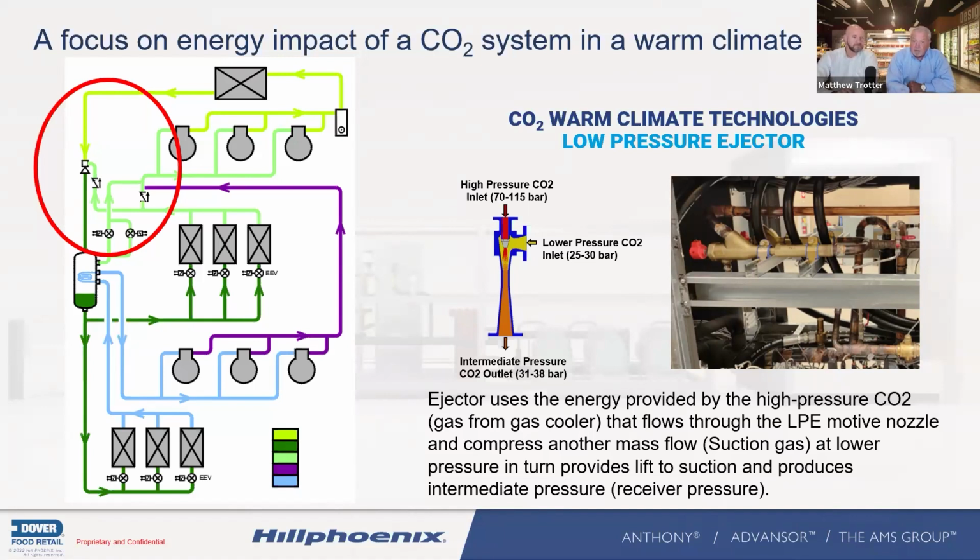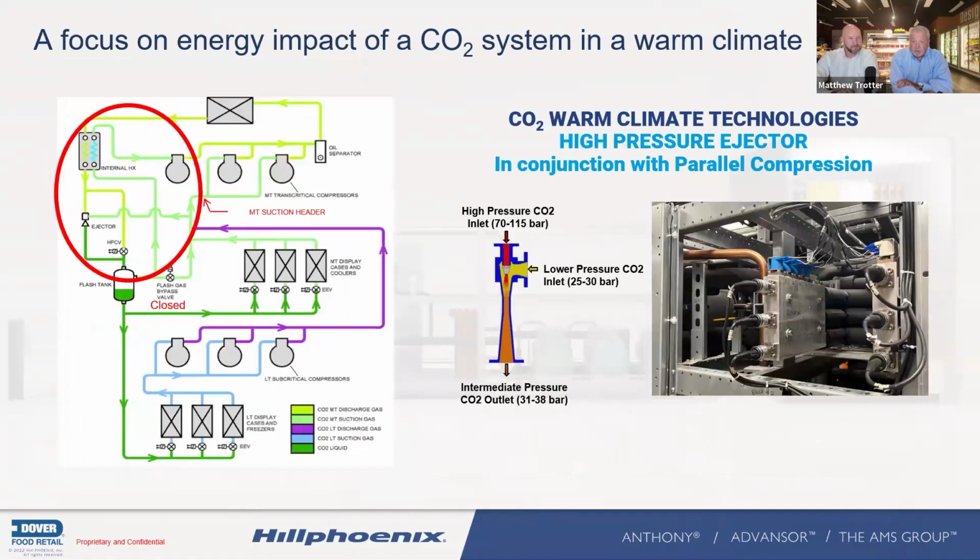So when we look at that, then we look at the high pressure ejector. It does the same thing, but it runs in conjunction with parallel compression, again using the medium temp suction to help improve the return gas, and then using the vapor that's left in the system back up to that parallel compression.